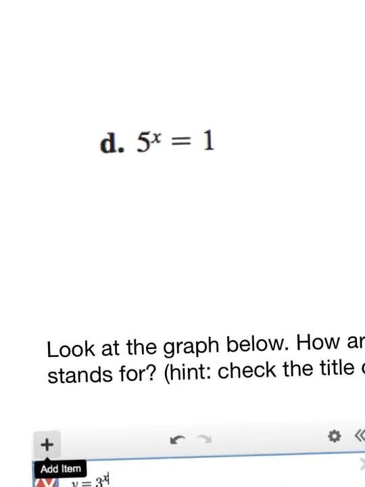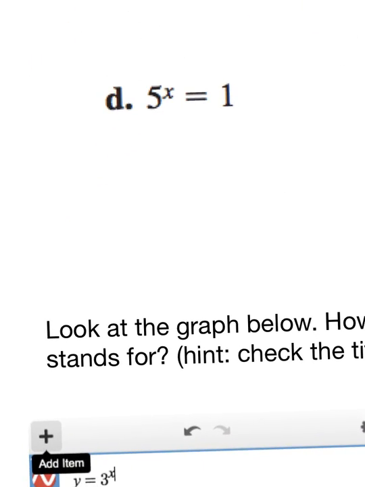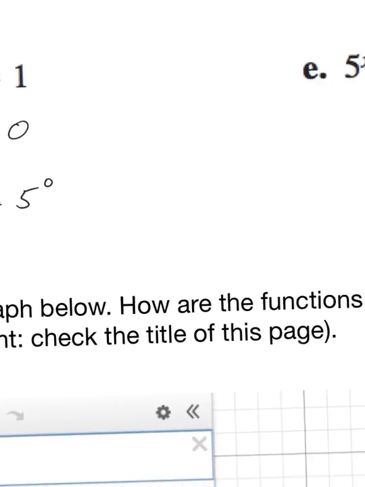Let's look at the next one. The people in the other class got this one, and I was rather shocked. Isn't it 1? It is 0, right. x equals 0. The weird way to look at this would be to say that 5 to the x is equal to 5 to the 0. What does 5 to the 0 equal? 1. Same thing, right? So, all right.